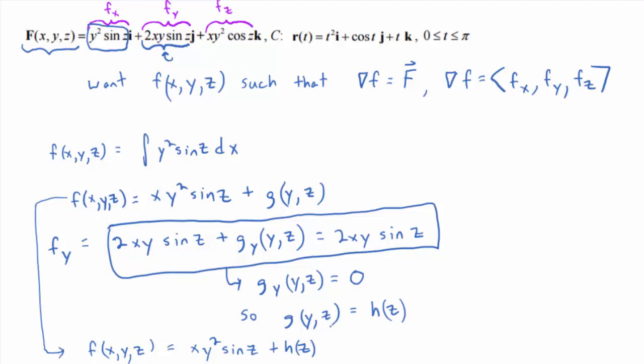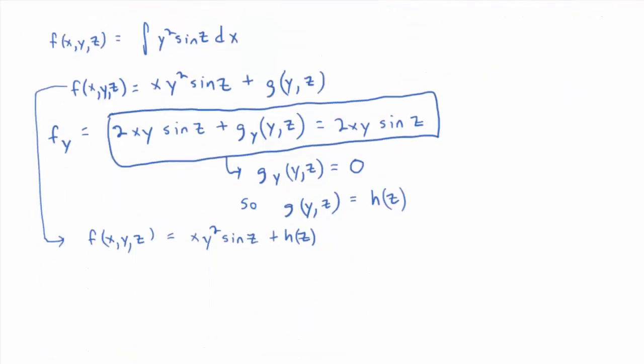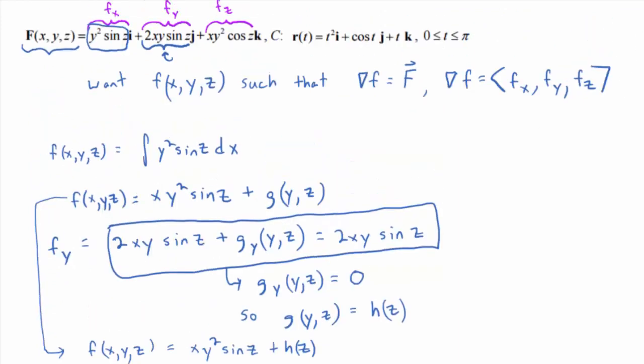Wait, so you just picked h as just arbitrary? Yeah, I'm just trying to rewrite it in a simpler form. Yes. Does everybody believe that? Now there's one thing I haven't made use of yet. I need to find out what h of z is. What haven't I made use of?